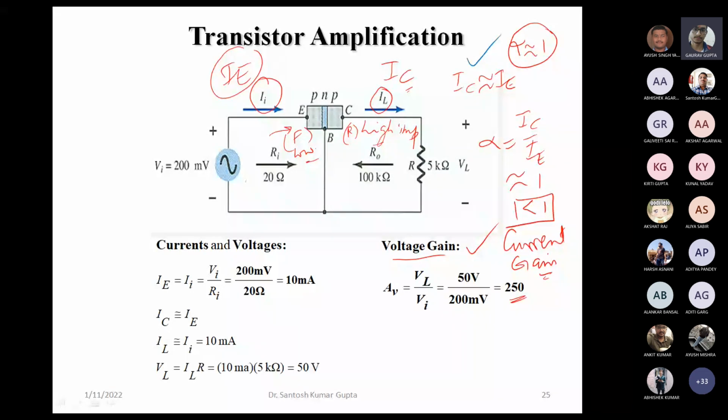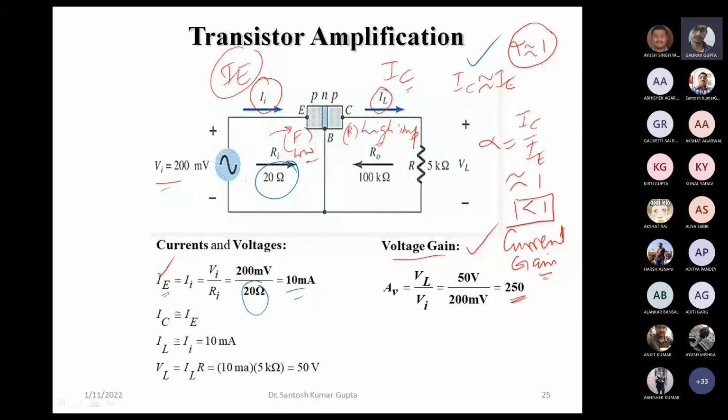That can be explained by calculating the input current IE, which depends on the input voltage and input resistance, because this is the forward biased emitter junction. The corresponding forward bias resistance is low, 20 ohms here. The input voltage, 200 millivolts, is the peak value, plus minus 200. So the peak value of the current is this much.